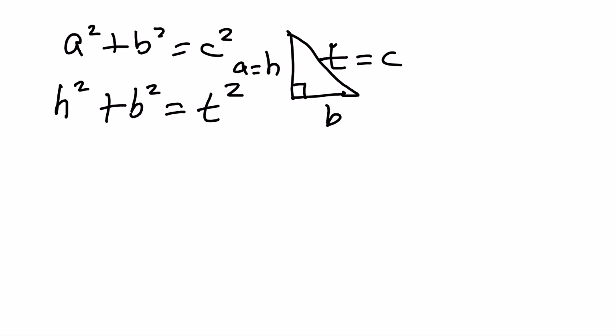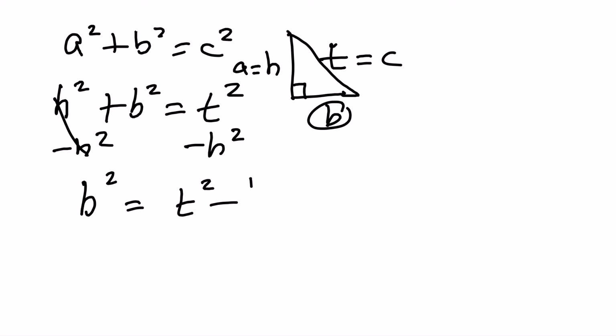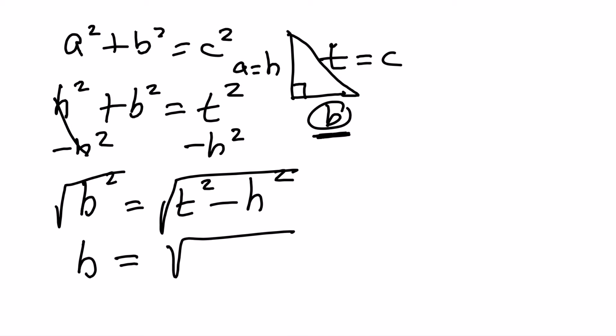So h squared is h squared. I'm going to subtract h squared from both sides because I'm trying to solve for b. I'm left with b squared equals t squared minus h squared. At this point, remember, I want to find out what b is, so I need to do the square root of both sides. We're going to extract the square root. So I get b equals the square root of t squared minus h squared.